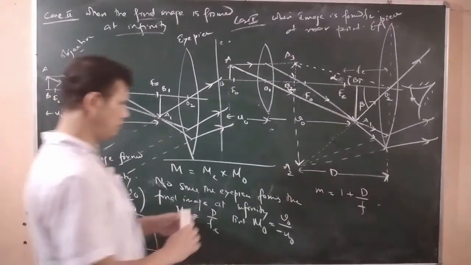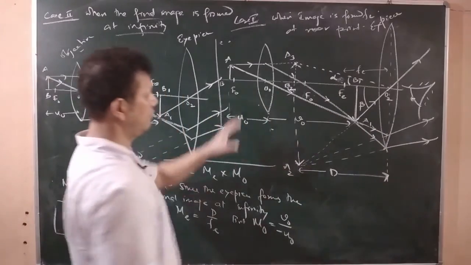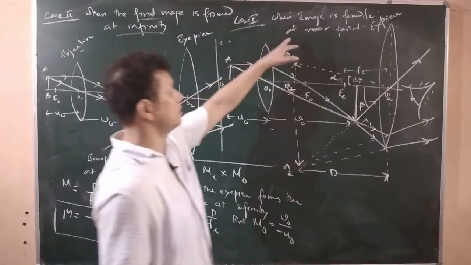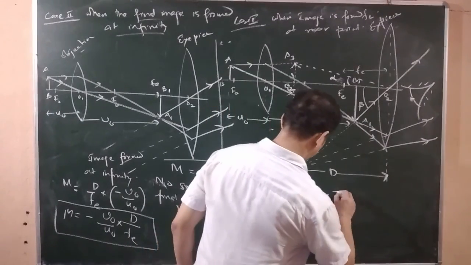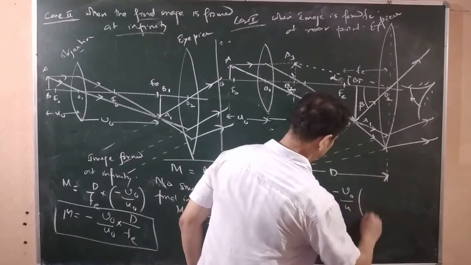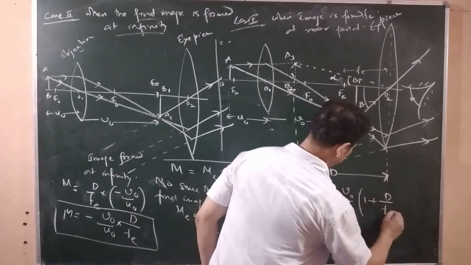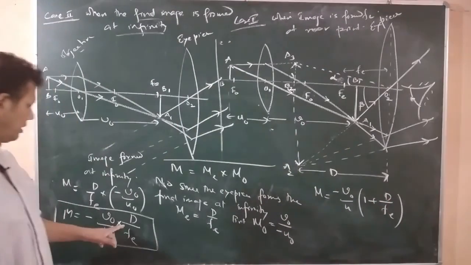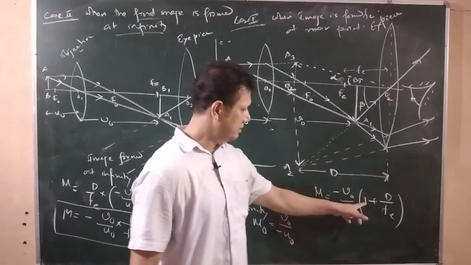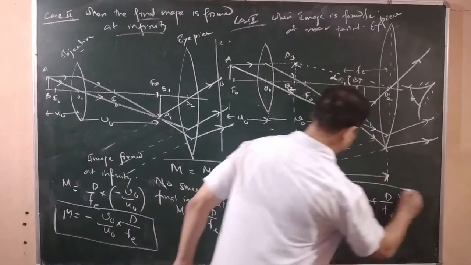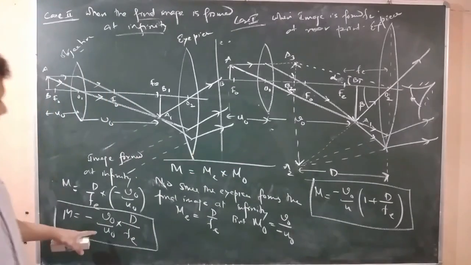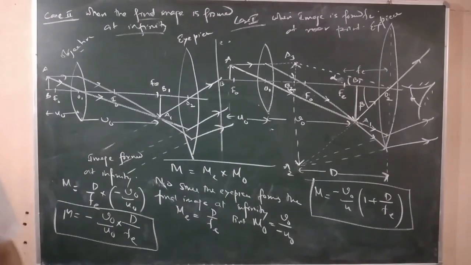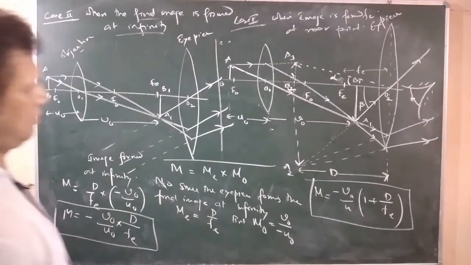It was our magnifying power of a compound microscope when the image is formed at near point. What was the formula? m is equal to v naught by u naught into 1 plus d by fe. Here it is only d by fe, without the 1 plus. So this is the magnifying power for this case, and this is the magnifying power for the other case. So this is all about the compound microscope.